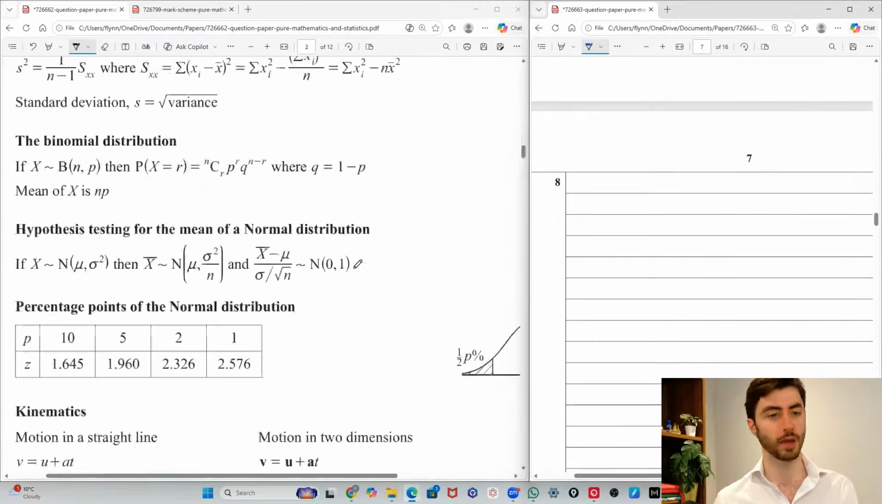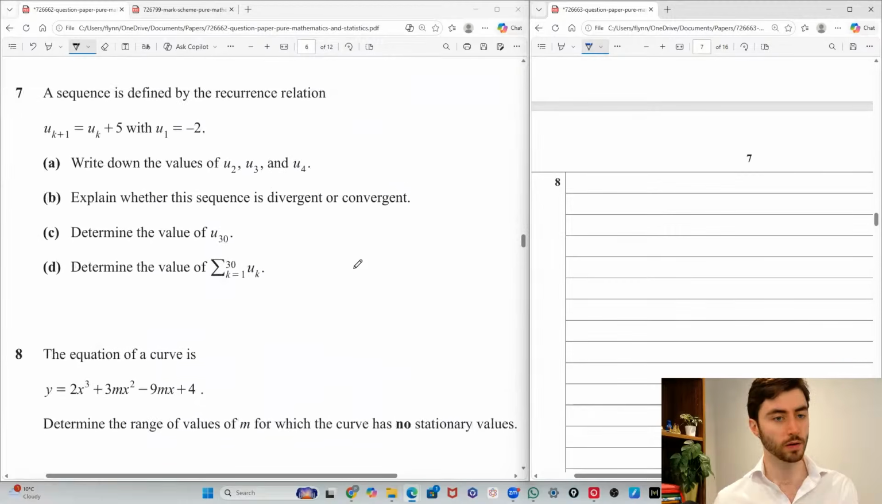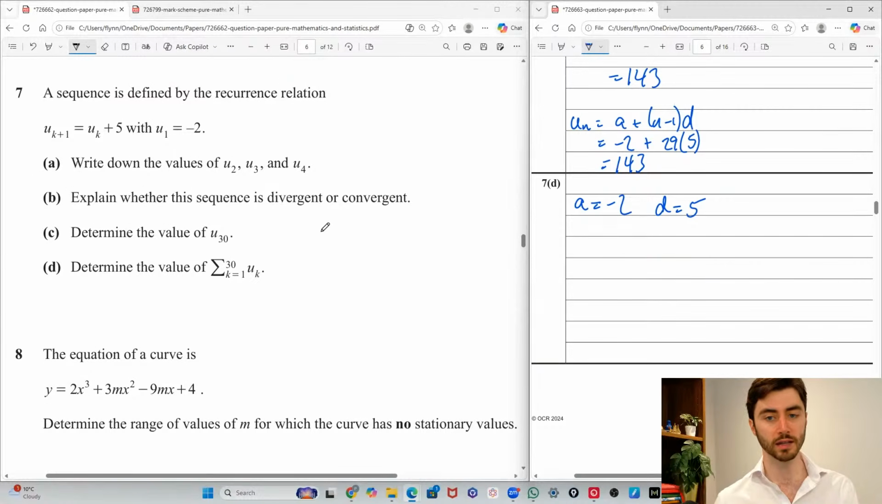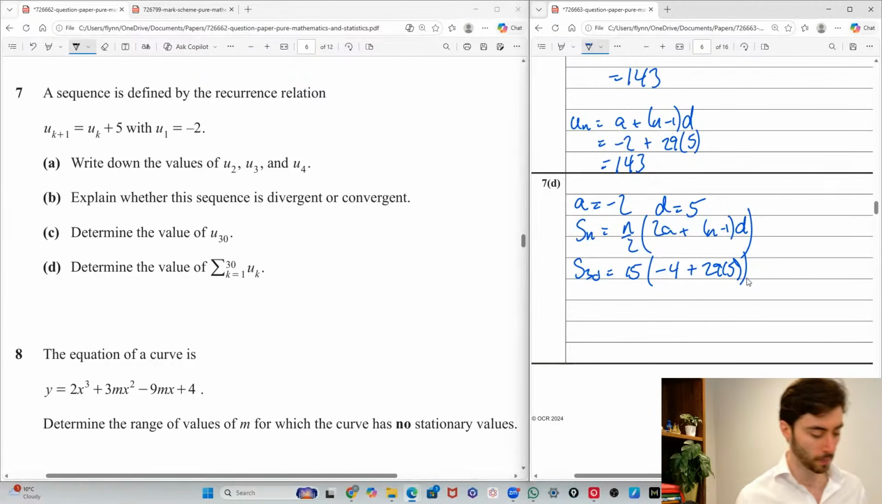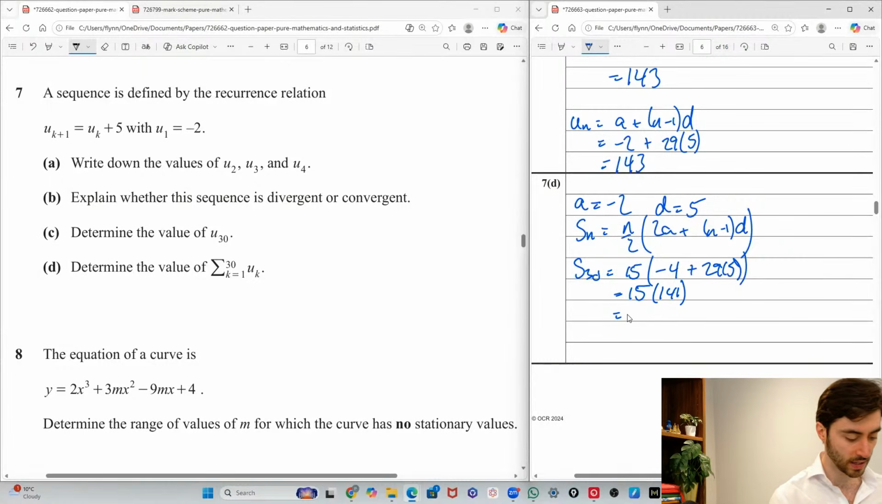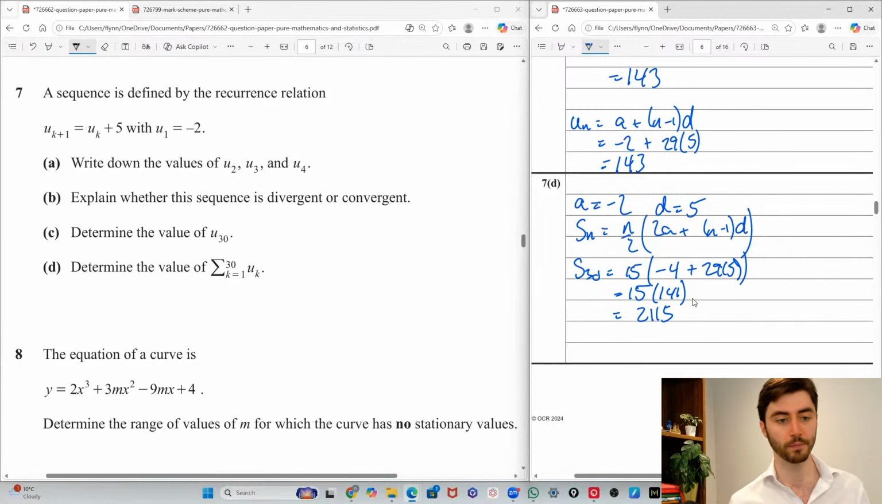Yes, it's in there. Good. So what I'm going to say is that Sn is n over 2 into 2a plus (n minus 1)d, and then plug in. So the sum to 30 would be equal to 15, which is 30 over 2, into minus 4 plus 29 times 5. Now 29 times 5 is 145, minus 4 is 141, and then multiply that by 15, and we get 2115.